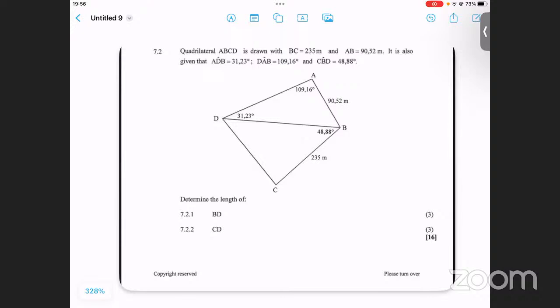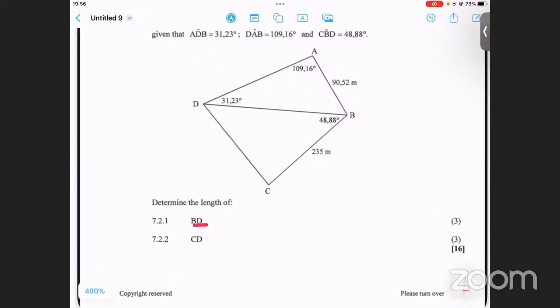Most importantly, guys, the first thing that you need to do is to check where BD is. There is B, there is D. Now that BD is connected to triangle 1 and triangle 2, between the two, which one has more information? Obviously, triangle 1 has got more information. So in finding BD, you will use triangle 1.